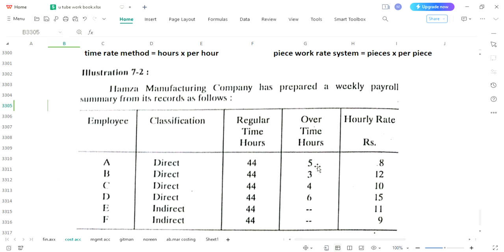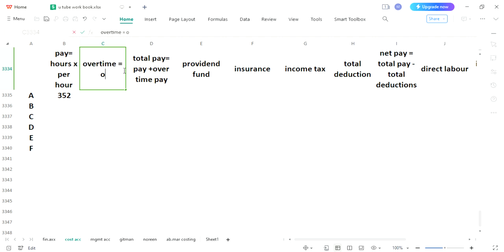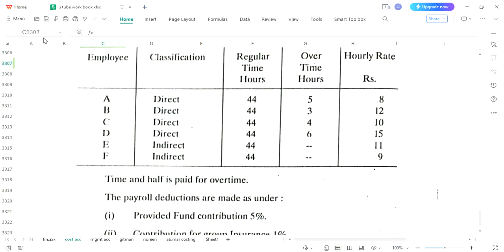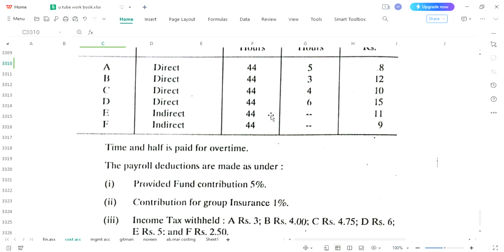Look over here, 44 hours worked and hourly rate is 8. Now next is overtime payment, and how will you calculate your overtime? Again, we will elaborate on it. Overtime payment is calculated by overtime hours multiplied by per hour rate. Go back to the question and see, here we have worker A, his overtime is 5 hours, per hour is 8. But before that, you will have to understand this particular statement.